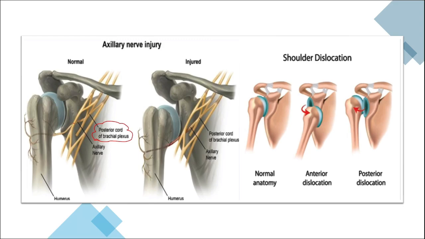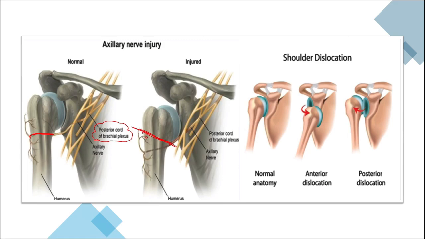Now this axillary nerve passes around the proximal part of the humerus, and it's like a circumflex, as we can see here. If any patient has a fracture, a humeral neck fracture, then the axillary nerve will get torn or injured.